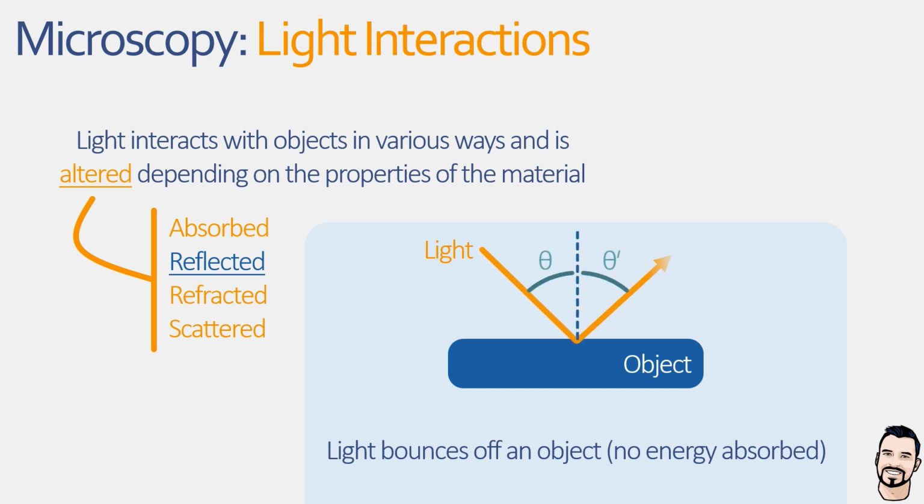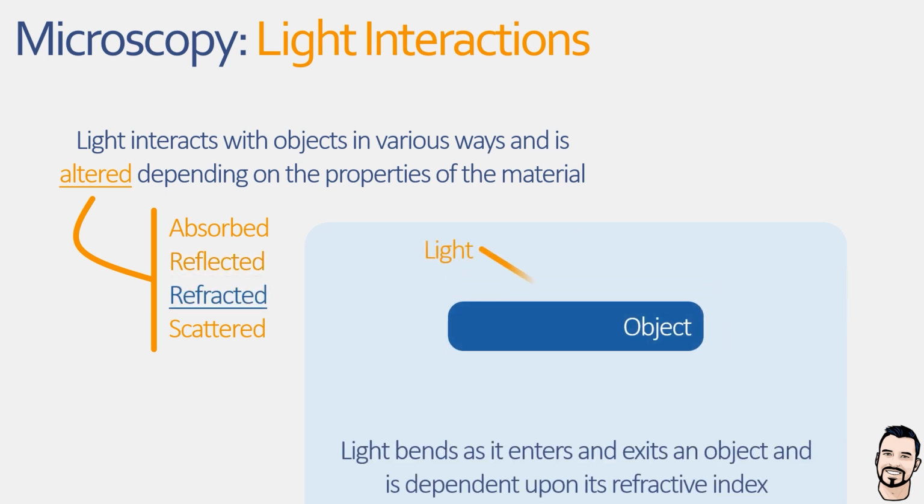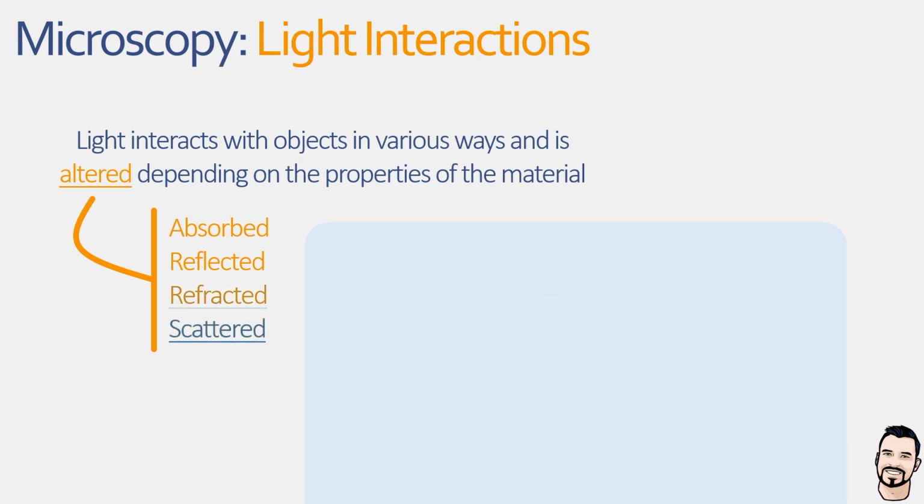Next we have refraction. This is where light goes through an object and slows down, causing it to bend slightly. Now the extent of bending depends on the refractive index of the object, which is a measure of how much an object can alter the speed of a photon compared to air. And again, this principle is essential in microscopy optics, as it enables lenses within the microscope to magnify images. More on this in a minute.